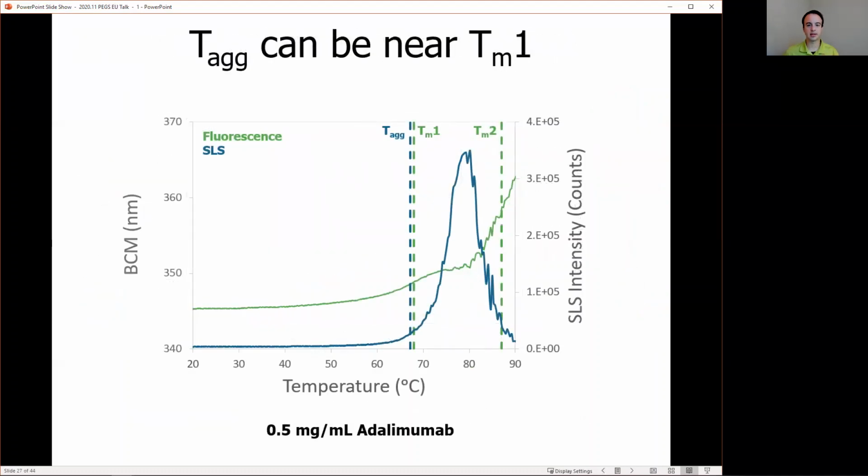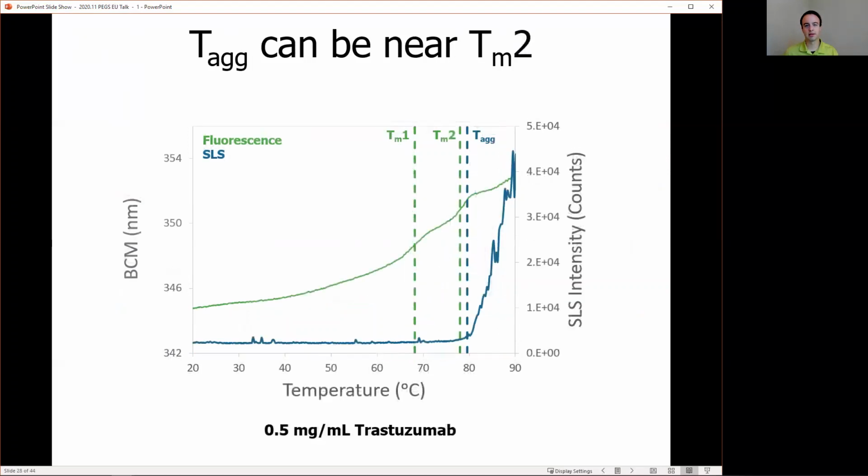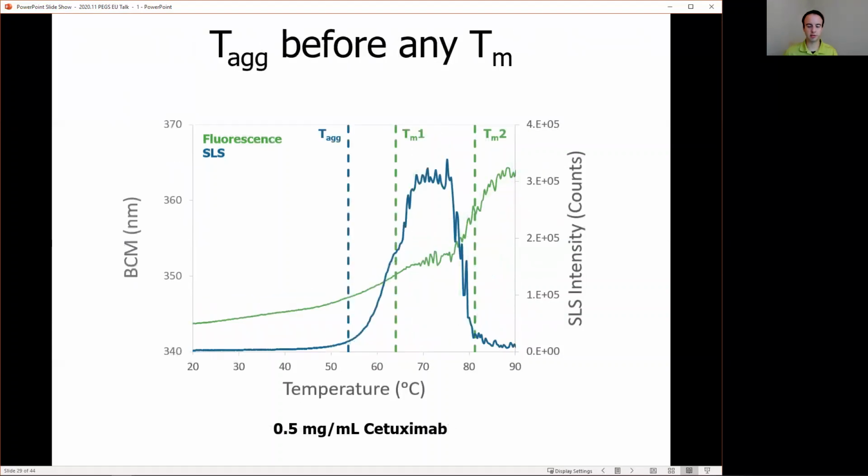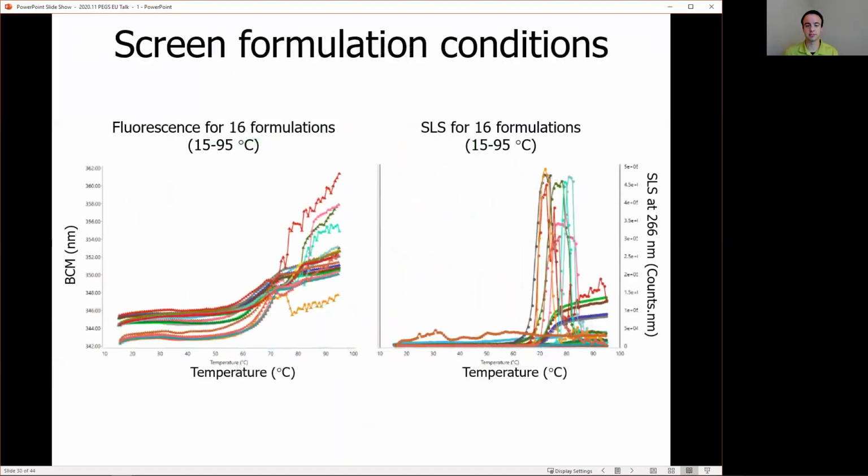And in terms of when that can occur, well, you always want to check and see when your static light scattering events line up. In this case, they can line up with the first melting temperature, or they can line up with the second melting temperature, as seen in trastuzumab, or they can actually occur before any melting temperature. So that's why it's key to understand exactly when aggregation starts, because that should line up either before melting temperature or simultaneously with a melting temperature.